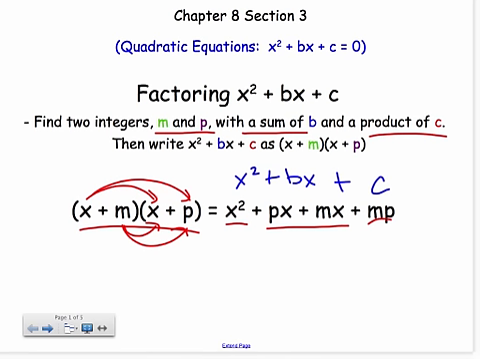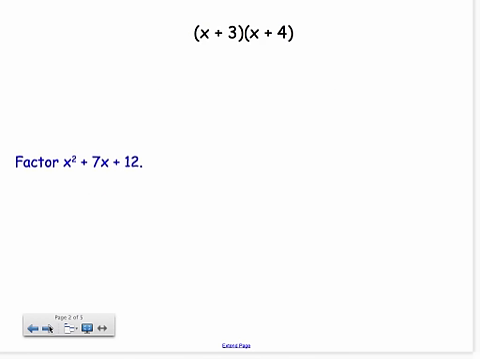Where the b comes from, why p and m should add up to b, if I think about this, this is really p plus m times x. I could factor out an x there. So that's why the p and m need to add up to b as well. Okay, so kind of confusing. Some of you might get this, but that's how it works algebraically. Let's just look at an example here. It'll make much more sense to you.